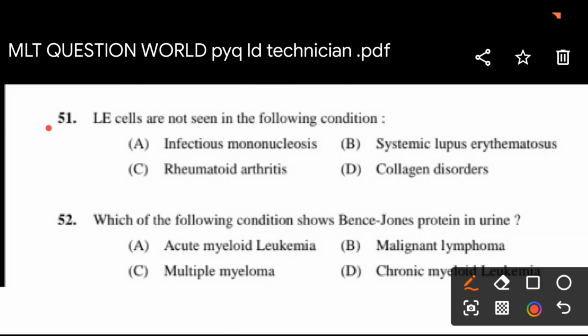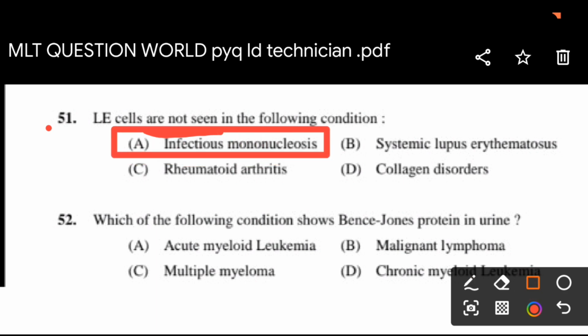Next one. LE cells are not seen in the following conditions: infectious mononucleosis, systemic lupus erythematosus, rheumatoid arthritis, collagen disorders. Here the right answer is infectious mononucleosis. It is caused by Epstein-Barr virus where LE cell is not seen.